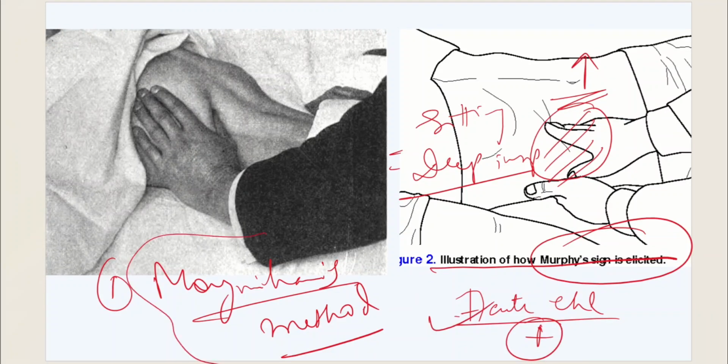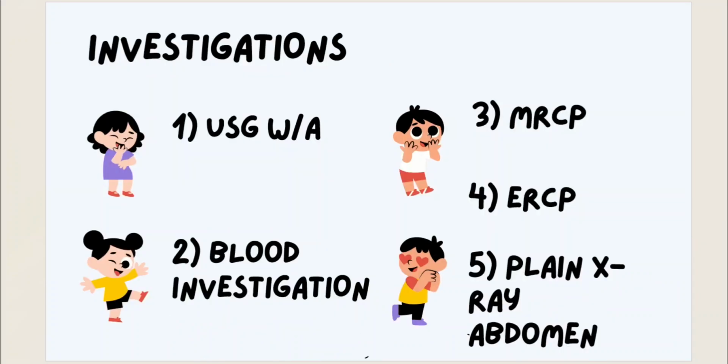Moynihan's method is also the same, but it is done in lying down position. You can see here the examiner is using a thumb to press the right hypochondrium. On deep inspiration, the inflamed gallbladder touches the finger of the examiner, and the patient winces with pain and halts the respiration. That is Moynihan's method. Very important.